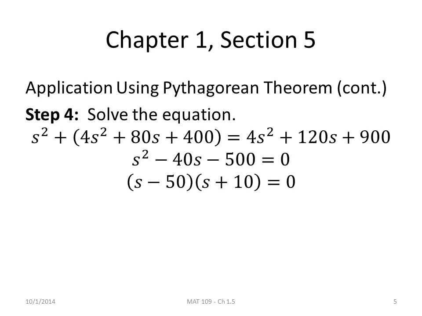If we factor the polynomial, we get s minus 50 times s plus 10. Set the factors equal to 0 and solve, and we get s equals 50 or s equals minus 10. These are the solutions to the equation.